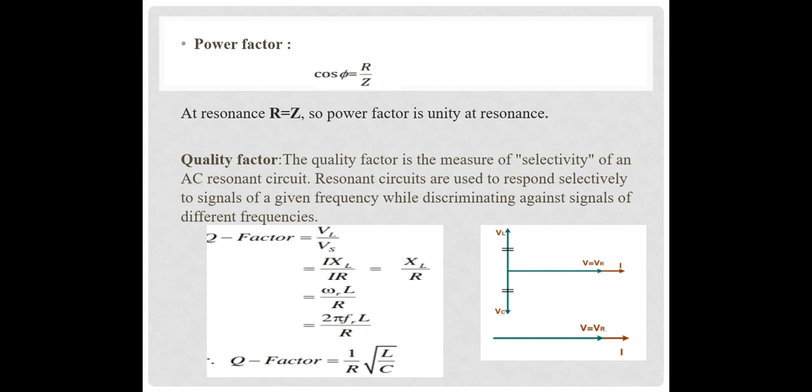This is the phasor diagram of the RLC circuit. I already told that an RLC circuit at resonance behaves as a purely resistive circuit. So in a resistive circuit, voltage and current are in phase. So simply it is the phasor diagram of a resistive circuit.